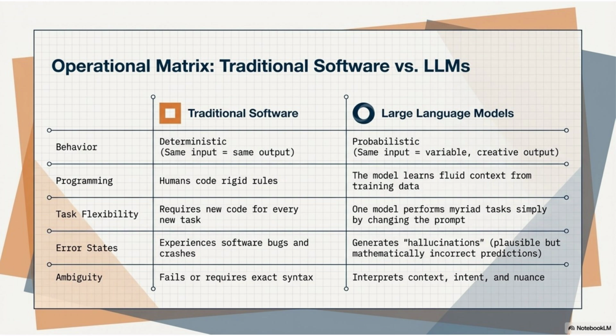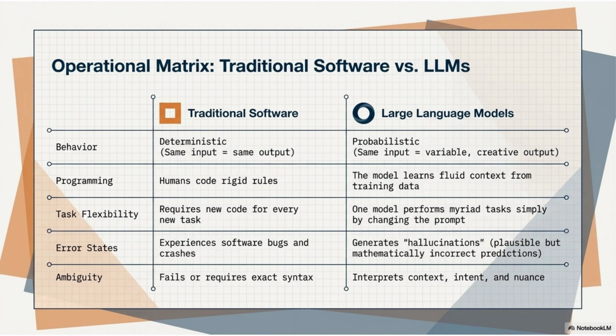Programming. In traditional software, humans code rigid rules. With LLMs, the model learns fluid context from training data. No one explicitly programmed GPT to write poetry. It learned that pattern from millions of examples. Task flexibility. Traditional software requires new code for every new task. An LLM performs a wide variety of tasks simply by changing the prompt. Summarize this, translate that, write code for this, all from the same model.